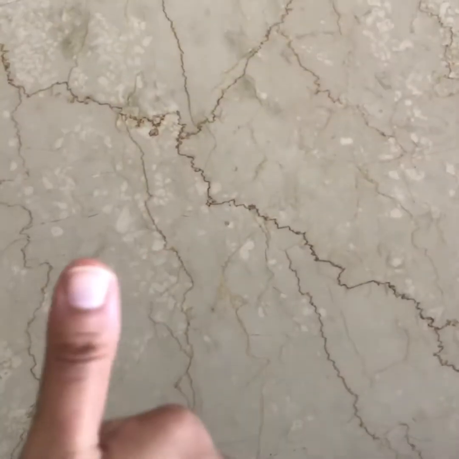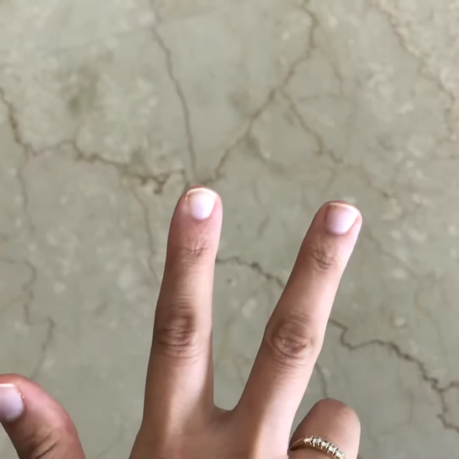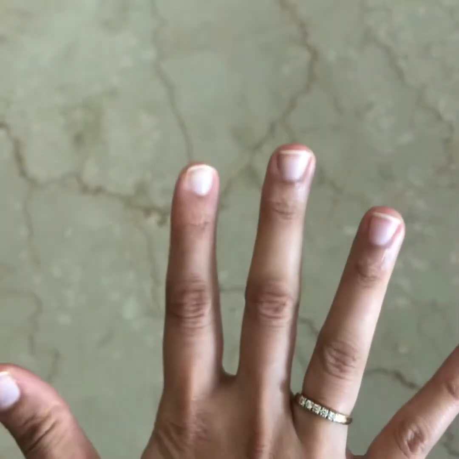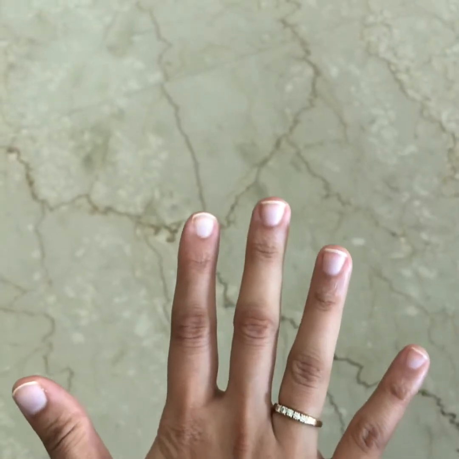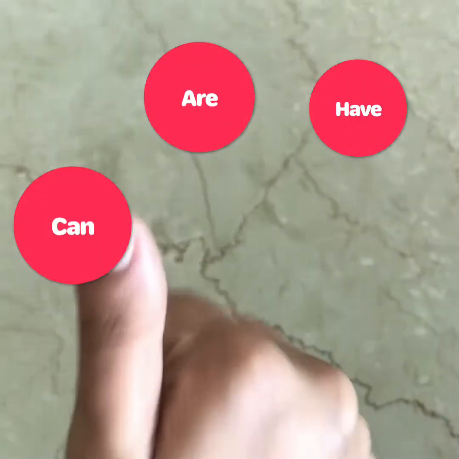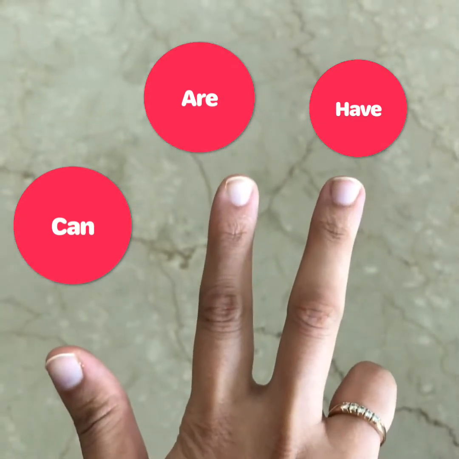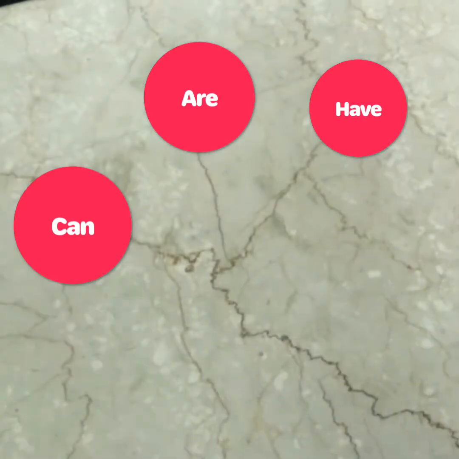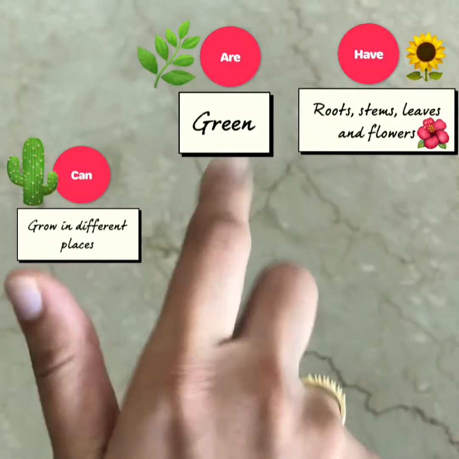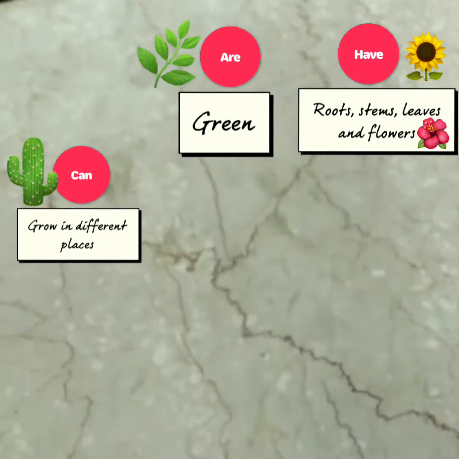I'm going to use my fingers to help me rehearse my facts about plants. My fingers will help me count my facts and organize my thoughts. If you need some help, you could use the words can, are, and have. Plants can grow in different places. Plants are green, and plants have roots, stems, leaves, and flowers.